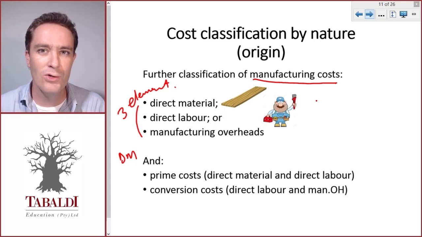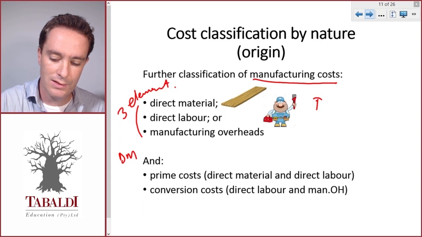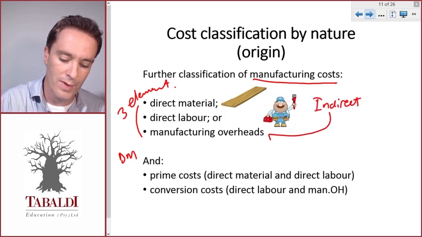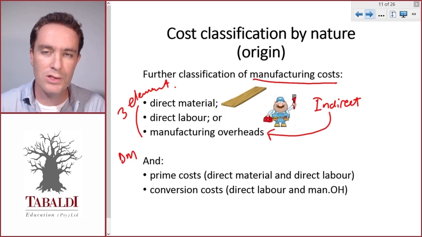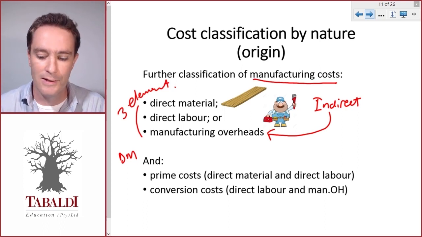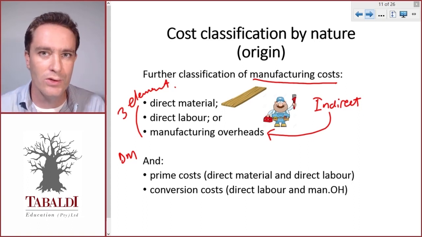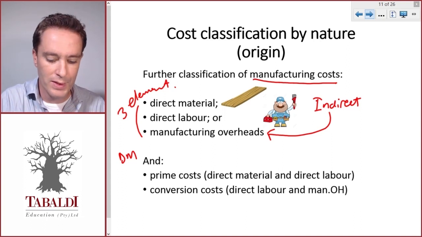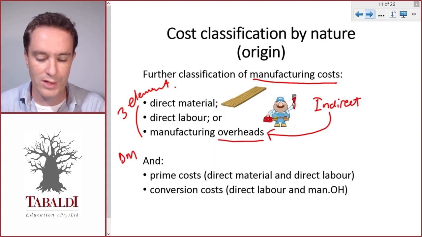Our nails and our glue are indirect materials. So indirect materials are part of manufacturing overheads, because it's not easy or practical to allocate them directly to the cost object. It's difficult to know exactly the amount of glue we used on each table. So we group it into our overheads, or manufacturing overheads.